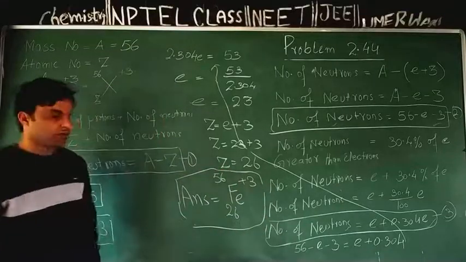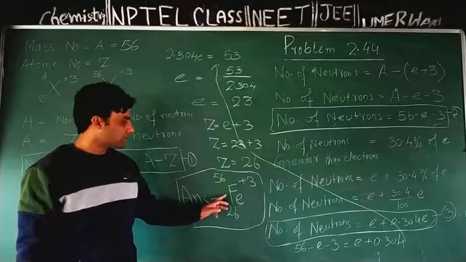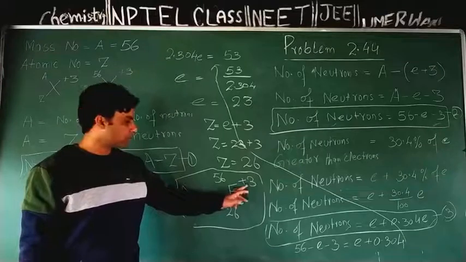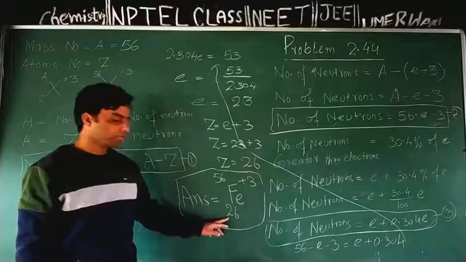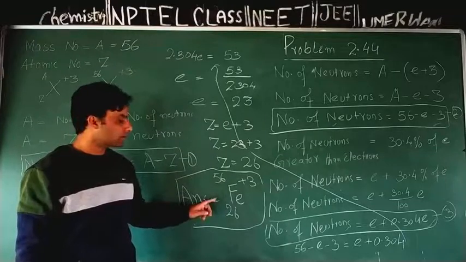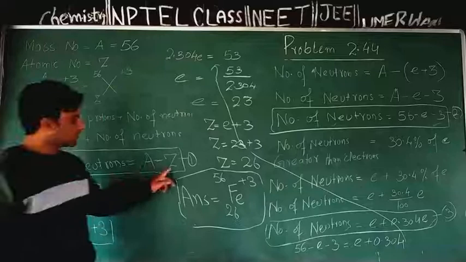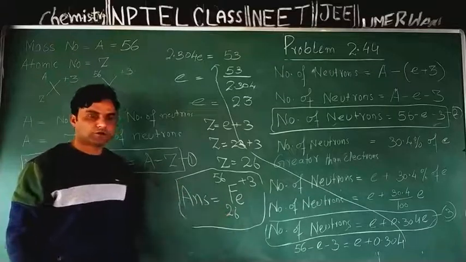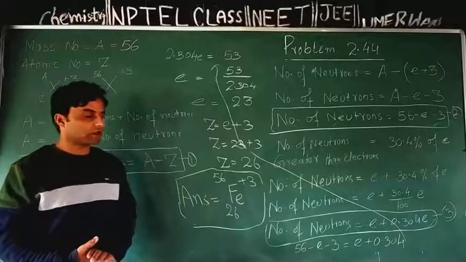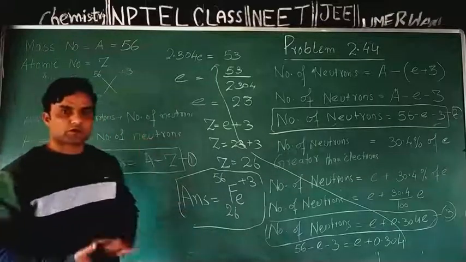So we needed to write symbol of iron, and symbol of iron is Fe raised to power plus 3 with atomic number 26 and mass number 56. And number of neutrons, we can calculate number of neutrons will be equal to A minus Z, 56 minus 26, that will be 30. Class 11 students, this is the problem which I have got for you today.